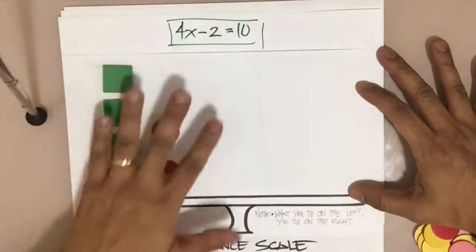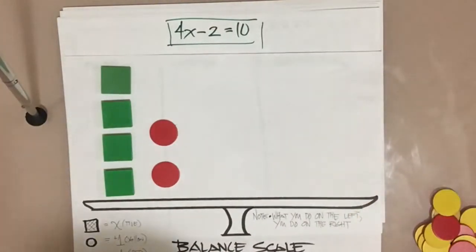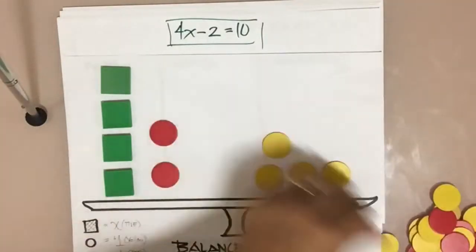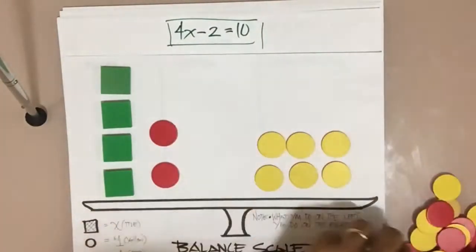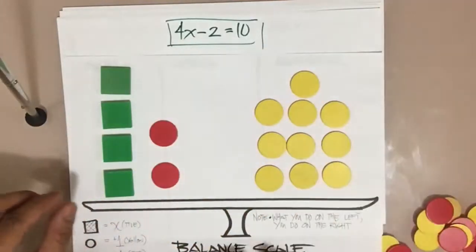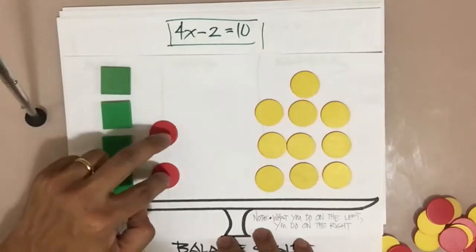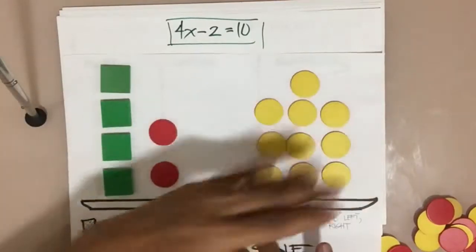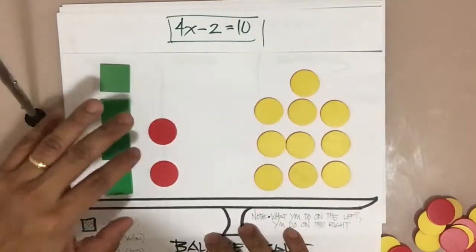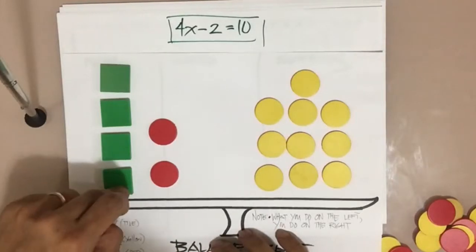So this left side is equal to the other side, which is 10 positives. 1, 2, 3, 4, 5, 6, 7, 8, 9, 10. So this represents 4x minus 2 equals 10. It is a balance. Now, our objective is to remove some of the chips so that x will be alone.